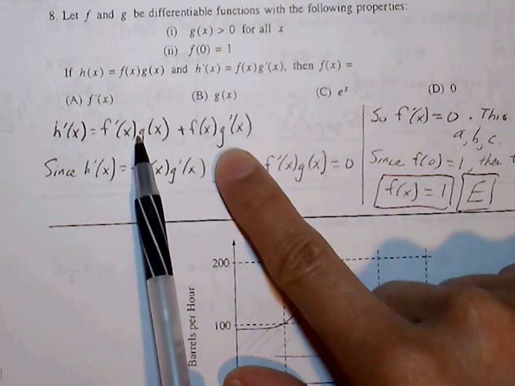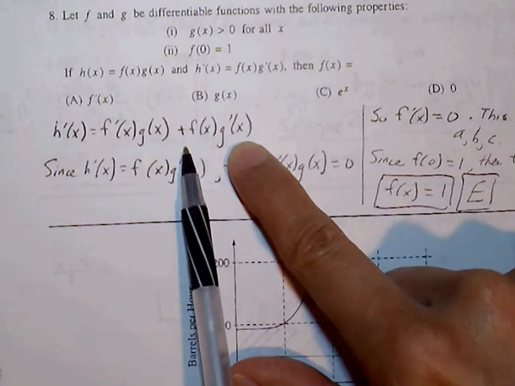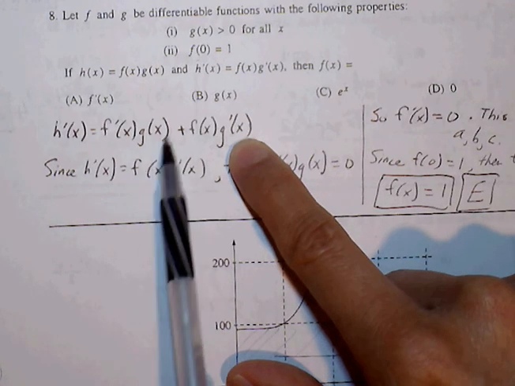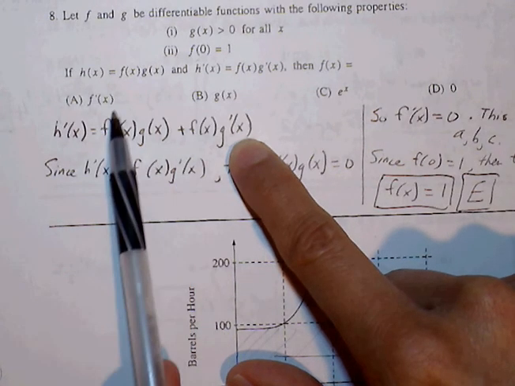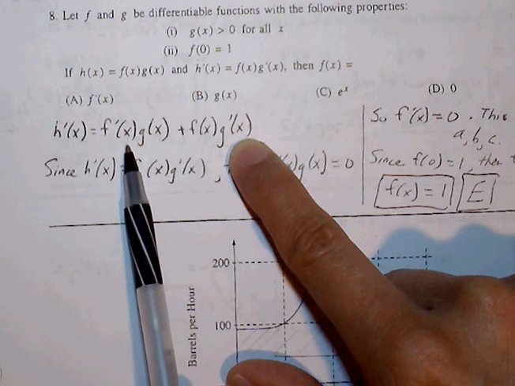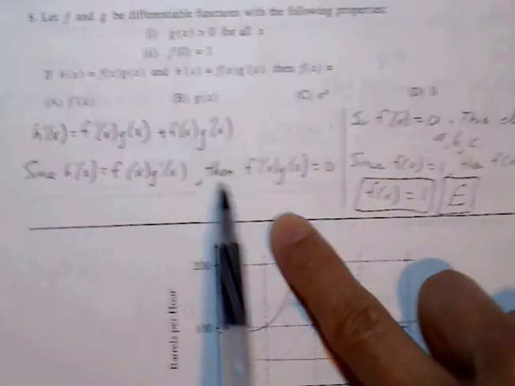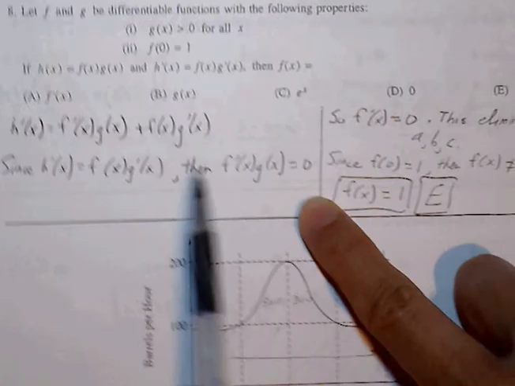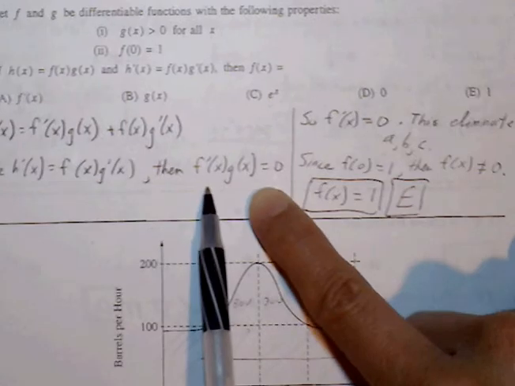However, they're telling us that h prime is only equal to f of x times g prime, which means that this portion must have just gone away. And the only way that this can go away is if this is equal to 0. So we know then that this portion of our product rule will just go away, so we know f prime times g of x is equal to 0.